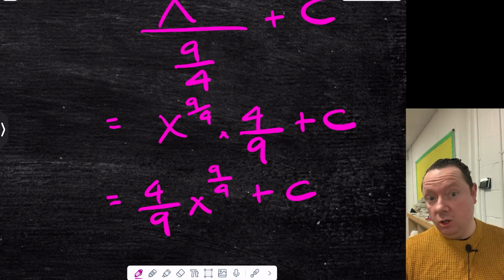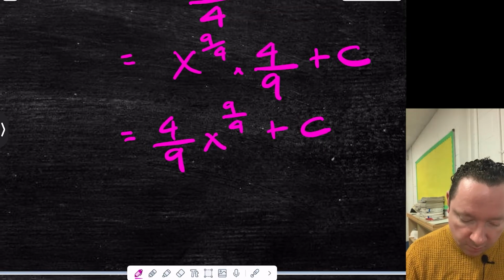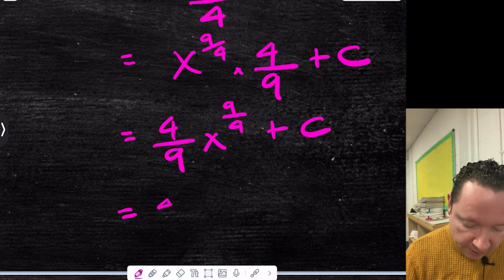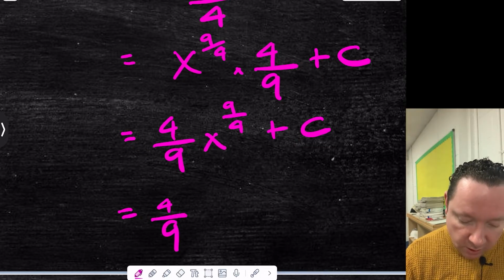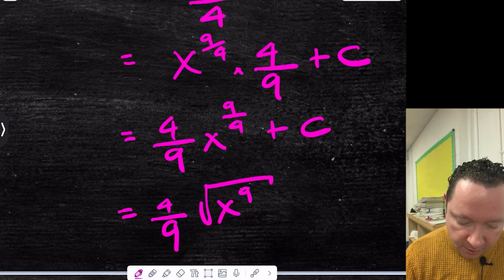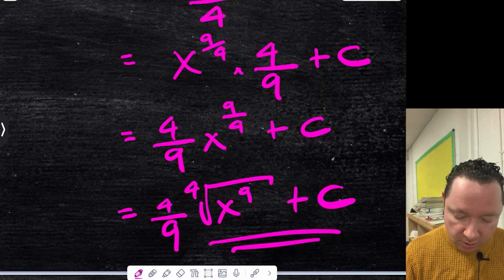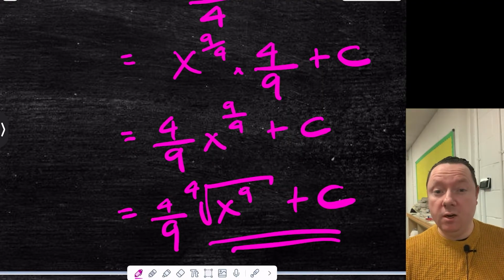a power to a root. So fractions become roots when they're in powers. So that's 4 ninths, and just to remind you how that works, x to the 9 just goes along from the right. I write the root sign, but it's the fourth root because the denominator is 4. So it's the fourth root of x to the 9 plus c, which might be handy in a non-calculator question if you're then having to sub in a number for the x.